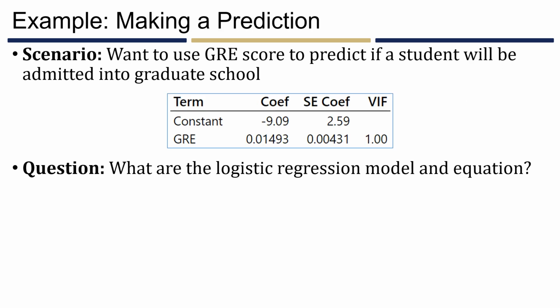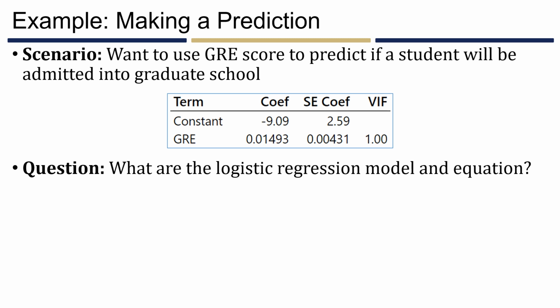Let's go back to our graduate school example. Again, we're using GRE score to predict if a student will be admitted into graduate school. If we take the 20 observations that we have in Minitab and run a logistic regression on them, this is the output that we get for the coefficients. We have a row for the constant and a row for our predictor, GRE score.